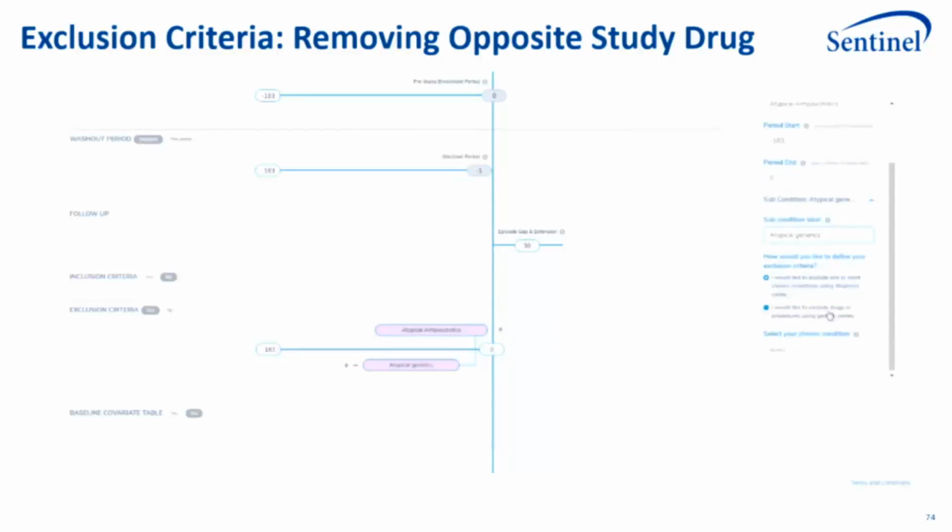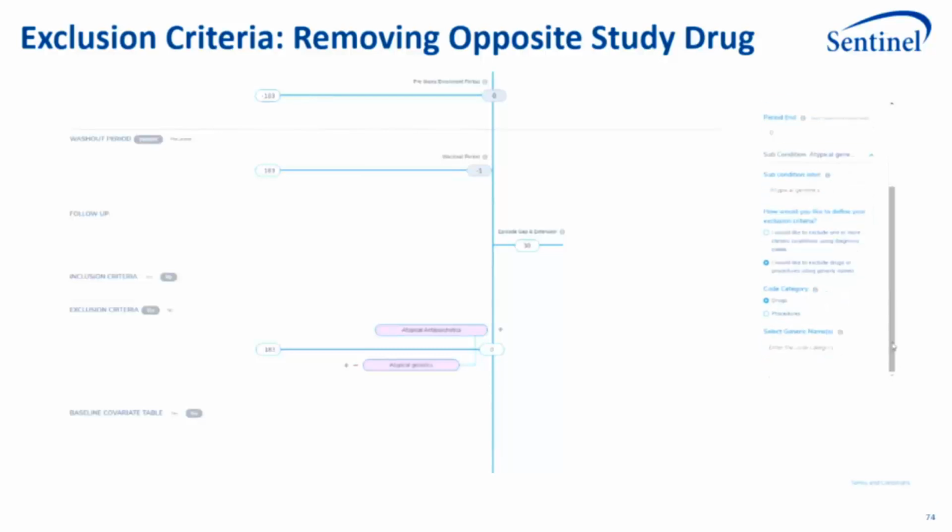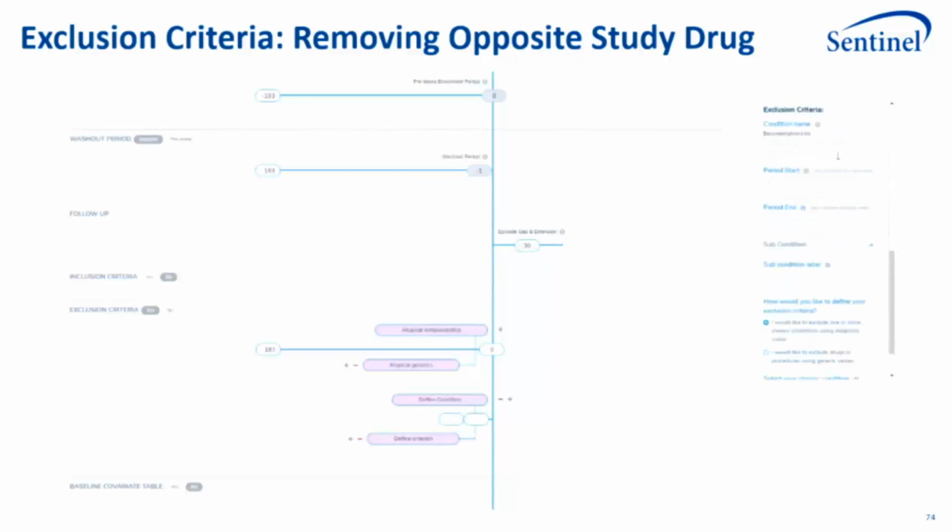And I'm going to use the same kind of information that I used before, thinking about whether they're a drug or a dispensing or their procedure or a medical administration. And I'm going to select generic names that are associated with that opposite study drug. So I'm going to select some of the atypical antipsychotics in this case. I'm going to exclude people with information that says they had a dispensing of that in that 183-day period of time.